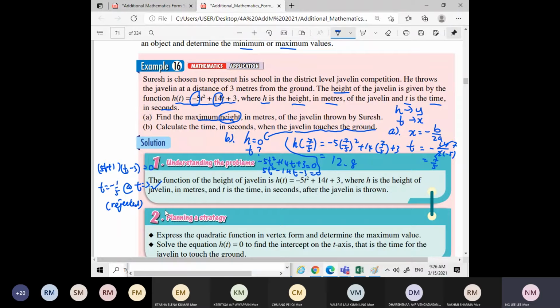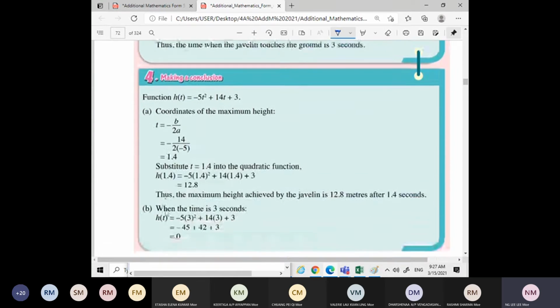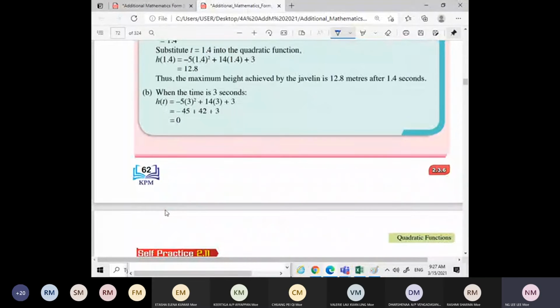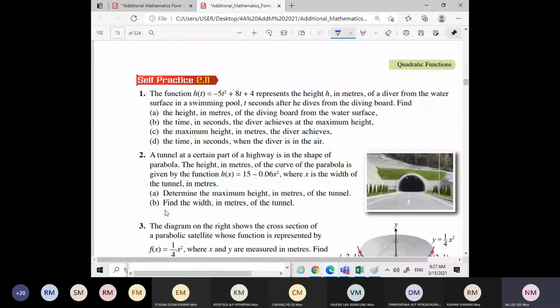So this is how you apply all the knowledge that you have to solve the problem. So this one is done. This one will be your homework today.